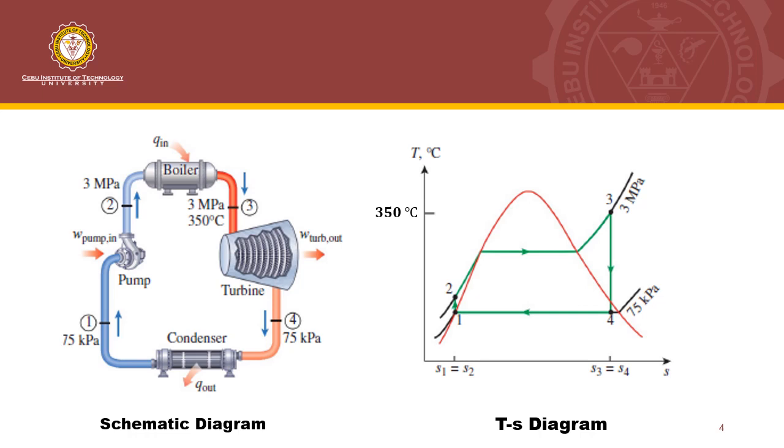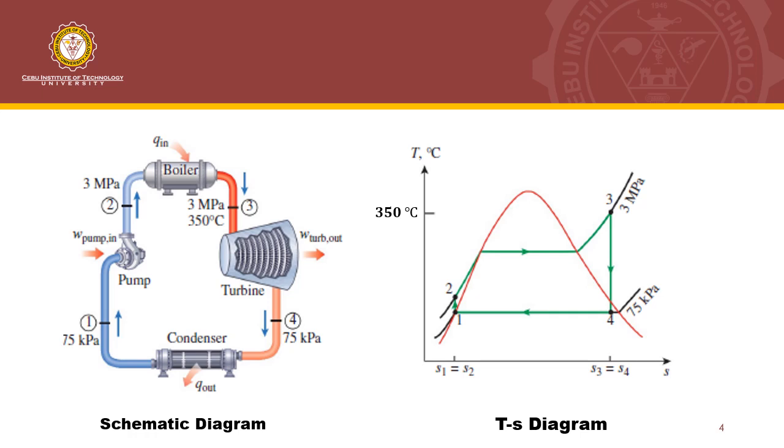At point 1, which is the inlet of the pump, the condition of the working fluid here is a saturated liquid. That is why it is found here on the left side of our saturation lines or saturation curve. So this is point 1, and that is saturated liquid. If it is saturated, it will touch this red curve here. When it is on the left side, it's saturated liquid. When it is on the right side, it is a saturated vapor.